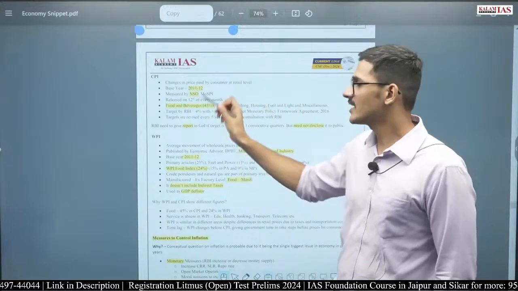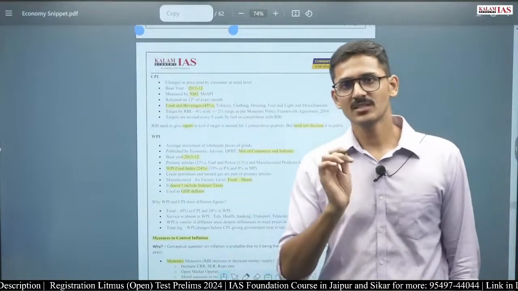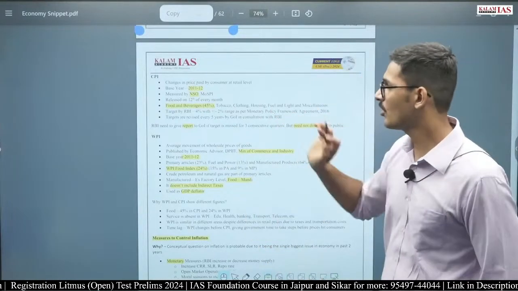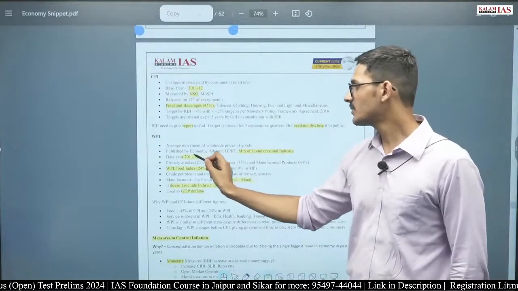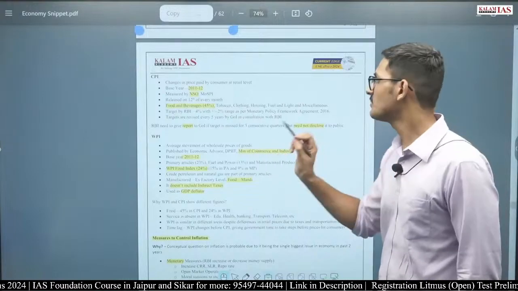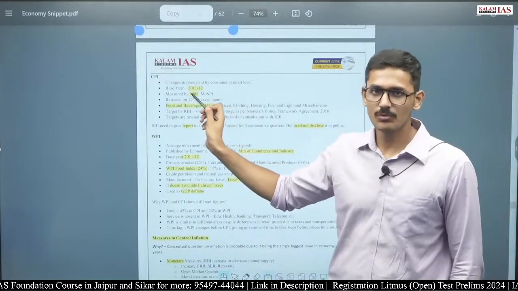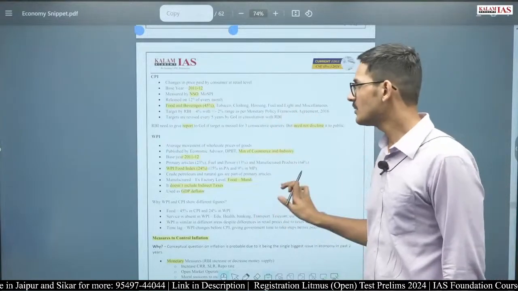The consumer price index is measured by the National Statistics Office, NSO, of the Ministry of Statistics and Program Implementation, MOSPI, whereas wholesale price index is published by the Economic Advisor of the Department of Industry and Internal Trade of the Ministry of Commerce and Industry. This is the Ministry of Statistics and Program Implementation. This is the Ministry of Commerce and Industry. Base year is the same in both of them.